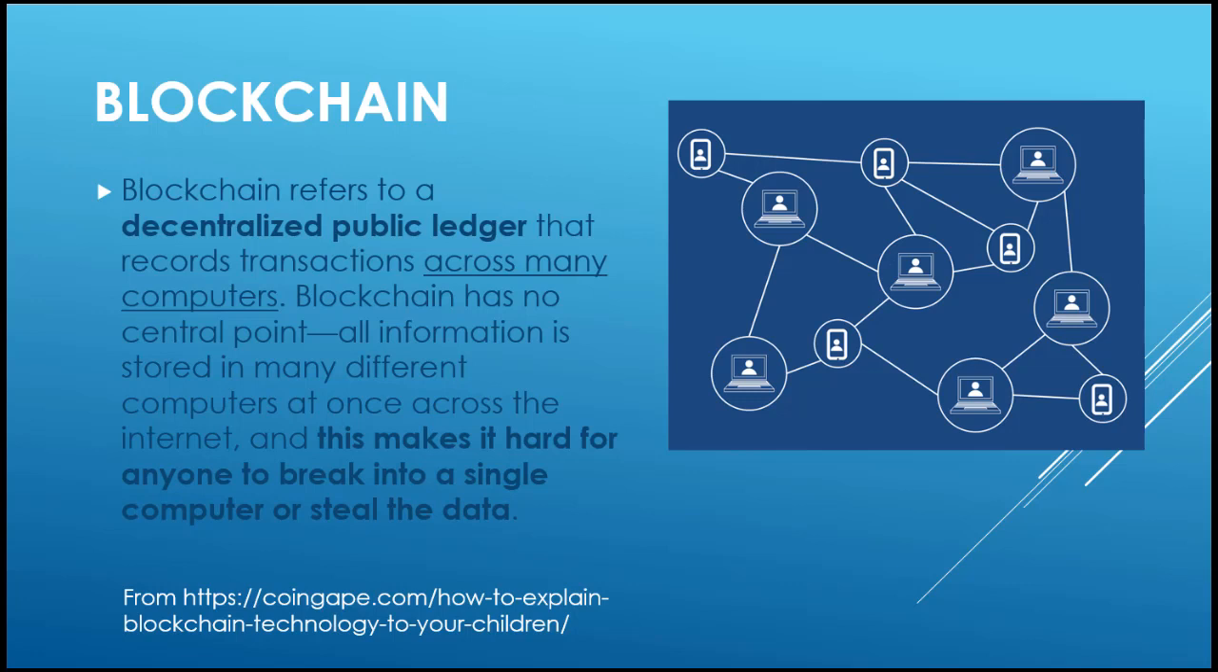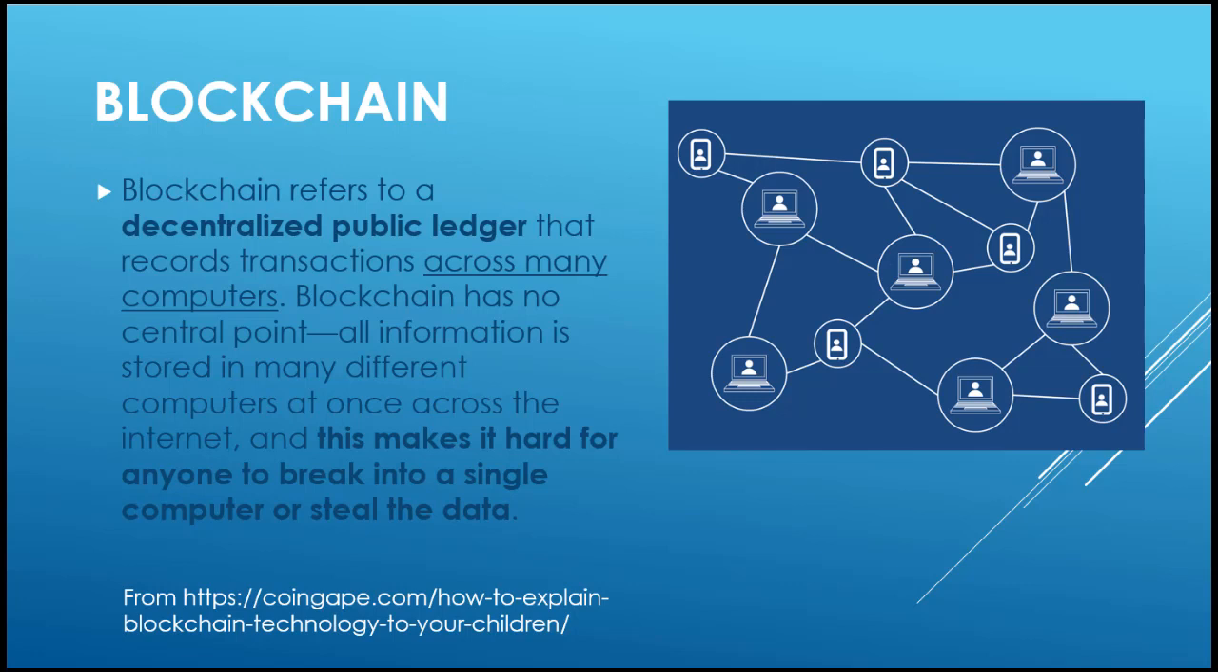And so to understand cryptocurrency, you have to understand the blockchain. Well, the blockchain refers to a decentralized public ledger. Again, decentralized. What does that mean? It means, again, it's not owned by one centralized government or entity. Okay, it's decentralized. It's public. It records the transactions across many computers.